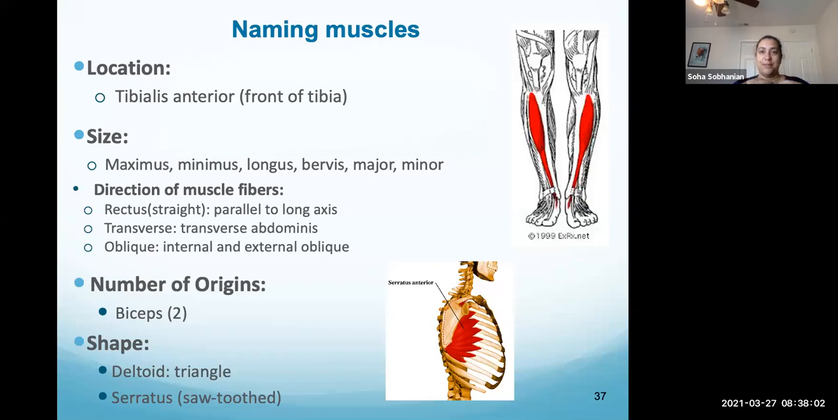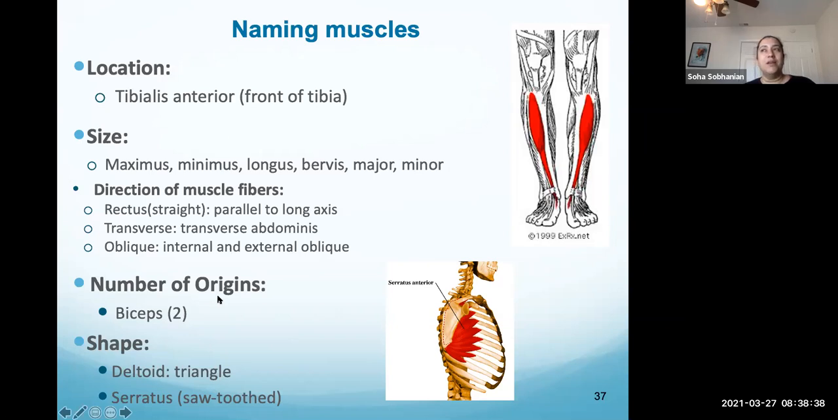rectus, the word rectus abdominis, like we keep talking about the six pack right in the middle of the chest. Transverse, transverse means they're going horizontally. So there is another layer of muscle in your belly called transverse abdominis. And we'll talk about that again when you guys look at the muscles in your lab. Oblique, oblique means comes in an angle. You have two layers of muscles inside your belly also called internal and external obliques, again, because they come in an angle.